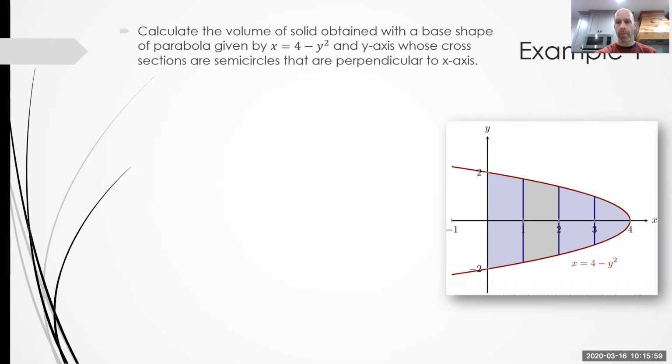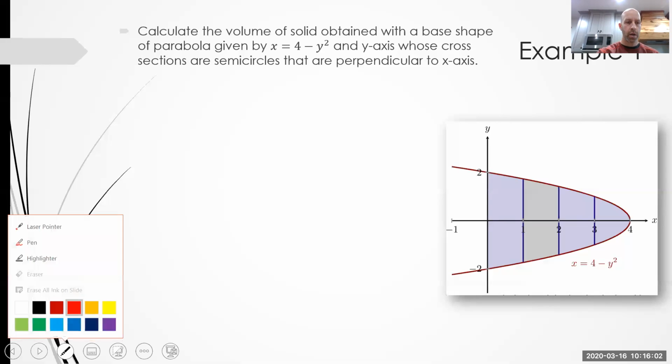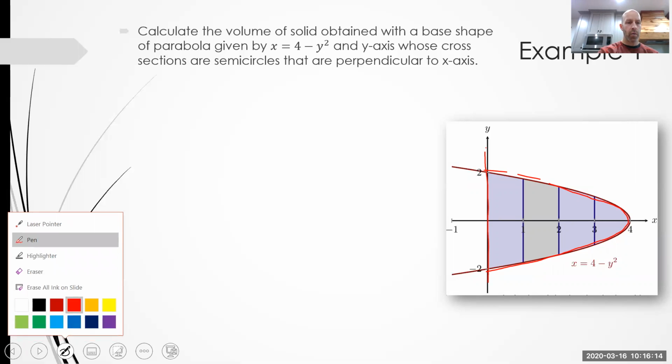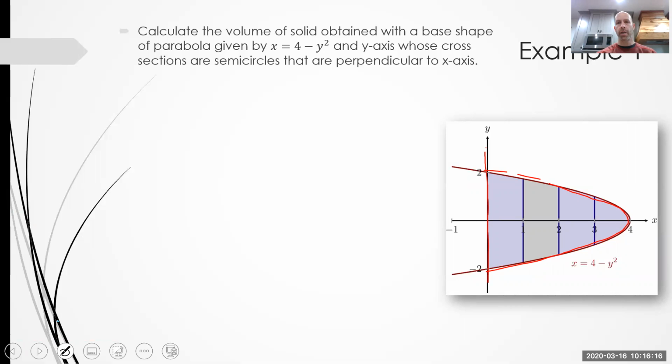So we're talking about, let me turn my ink on here. This is the y-axis, and then here's our parabola. So this shaded region is the base of our shape. And then what we're going to do now is we're going to have cross sections that are emanating from the x-axis, and they're going to be perpendicular to the x-axis, and they are semicircles. So we've kind of got a semicircle, if you will, coming out of each of these. And as we get closer to the y-axis, they're going to get bigger. And as we're closer down here, they're going to be smaller.